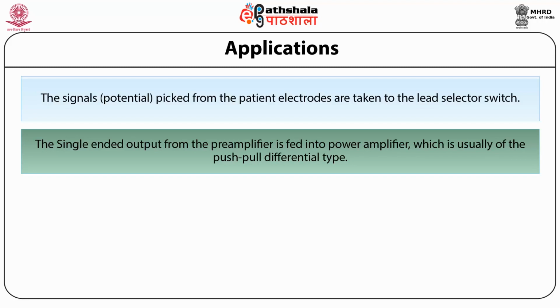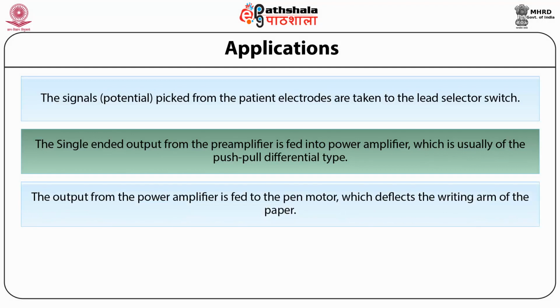The base of one transistor in the power amplifier is driven by the unsymmetrical signal from the preamplifier, whereas the base of the other is driven by a feedback signal resulting from the pen position that is connected via a frequency selective network. The output from the power amplifier is fed to the pen motor, which deflects the writing arm over the paper.